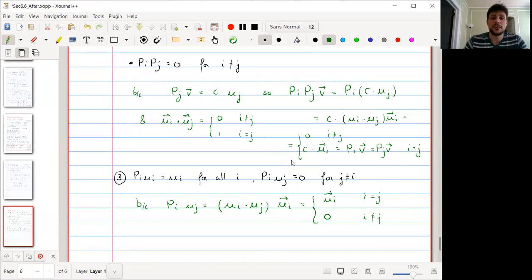Okay, that's it for the spectral decomposition. The next time we'll see another application, which is the singular value decomposition.